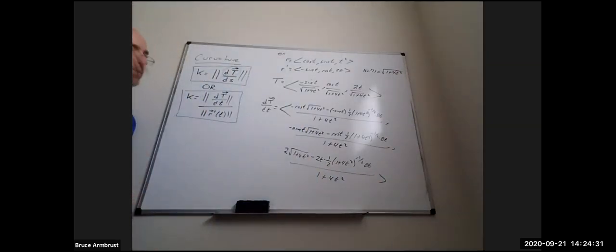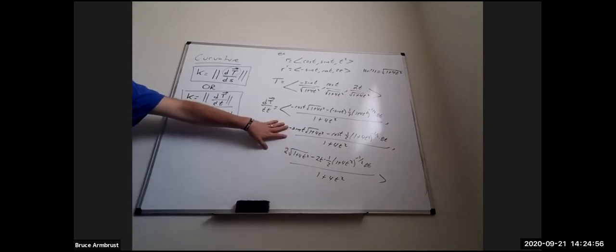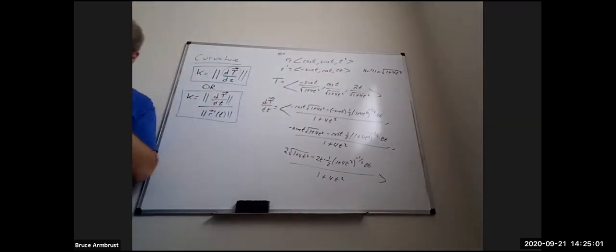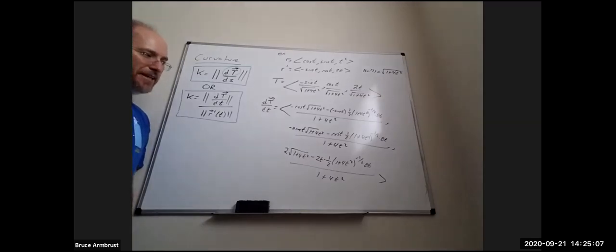So I'll give you a minute to catch up with that. But that's all quotient rule, three rounds of it, one for each of the components. So now we're going to get our curvature by taking the magnitude of this and dividing by the magnitude of r prime. I think at this point I'm going to spare you. I'm not going to find the magnitude of that.